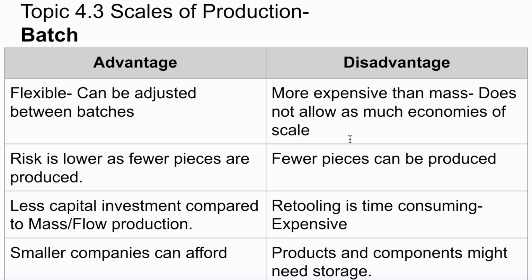There's fewer pieces that can be produced. Retooling, which is when you take your production line and change it so that you can produce a different batch, is time consuming, and that is quite expensive. And products and components might need storage, so that is also an expense.